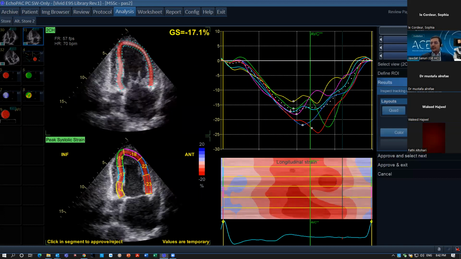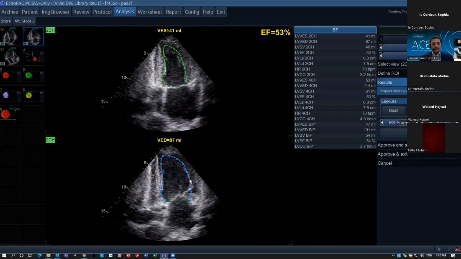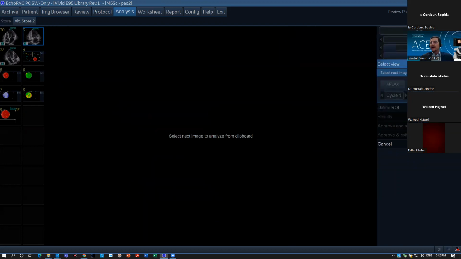Then we can go again. We can also do EF for this 2-chamber. So for example, here we make adjustments for the volume in diastole and systole. And we have the EF, the 2-chamber diastolic volume and systolic volume. Then we can just approve and select next. Then we can go to the 3-chamber, and here's the image.